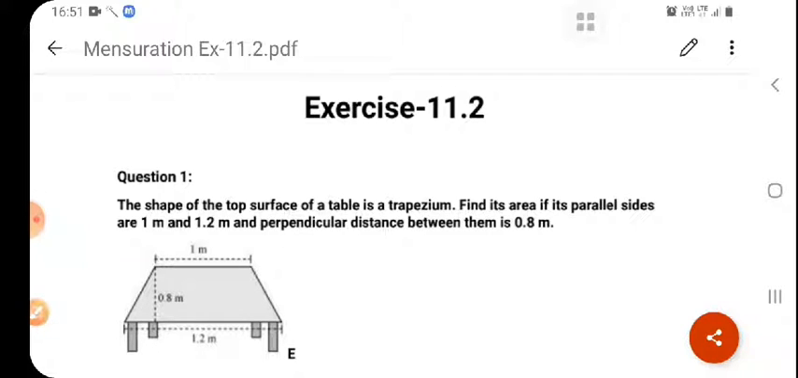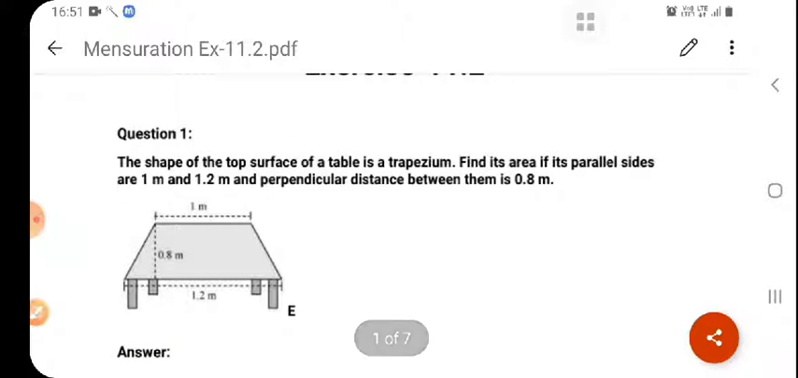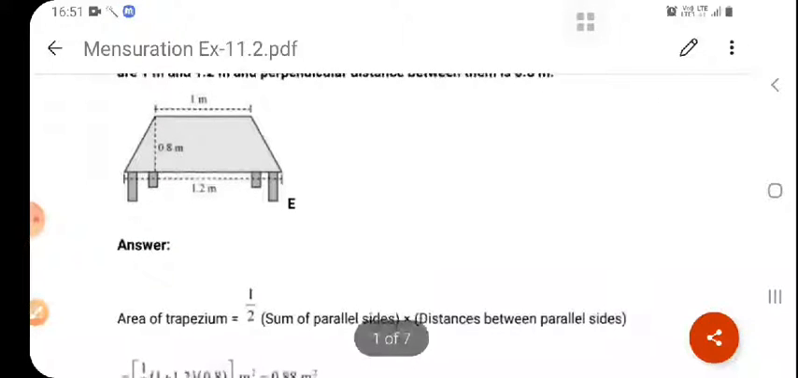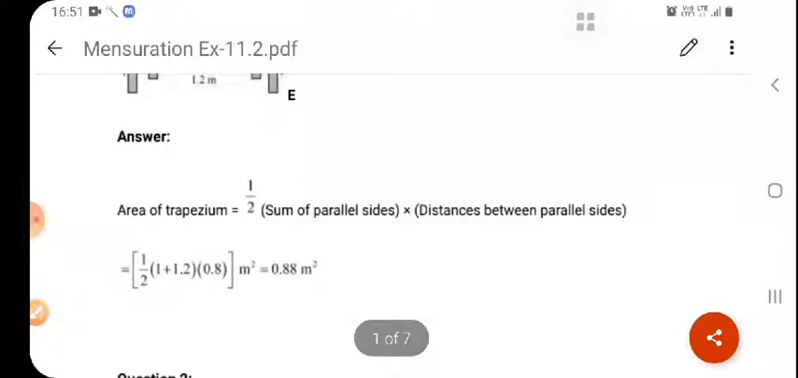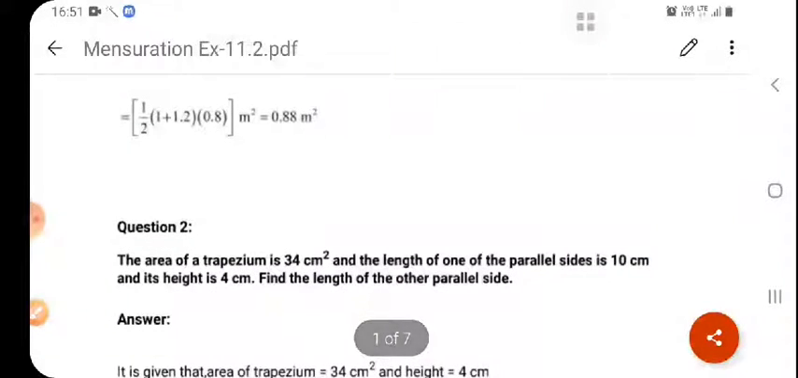Now we write the formula of the trapezium's area. Area of a trapezium is half into the sum of parallel sides into the distance between the parallel sides, or height of the trapezium. So half into the sum of parallel sides, which are given as 1 meter and 1.2 meters, and the distance given is 0.8 meter. Put the values and solve to get the answer 0.88 meter square.